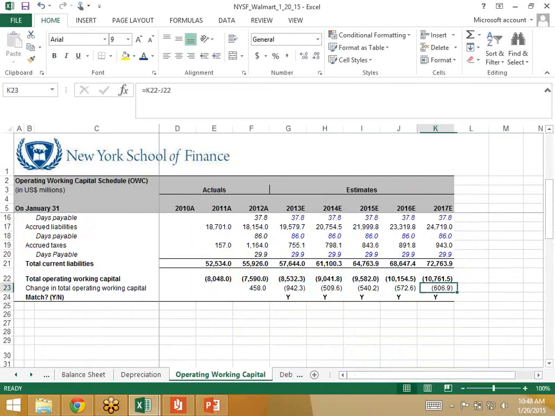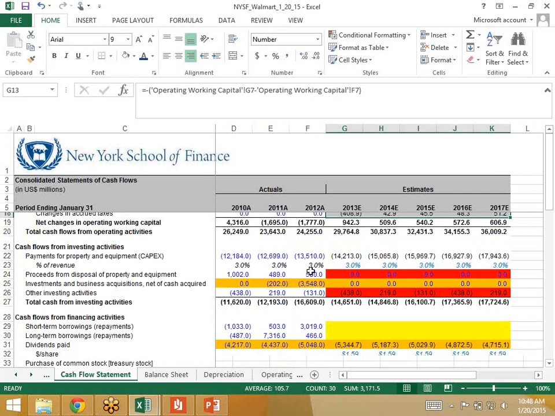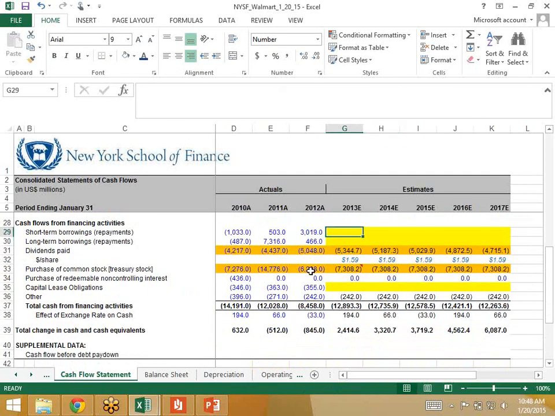So now that this matches, we have confidence that the working capital is properly represented in the cash flow statement, so I can take the yellow out. And we're pretty much done with the cash flow statement, with the exception of the debt, which will come from the debt schedule. That's the last piece that you do. So we're pretty far along now.